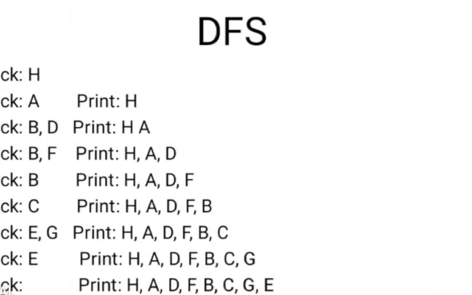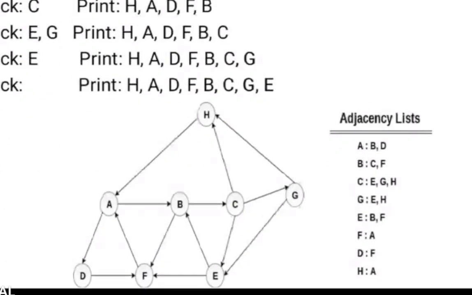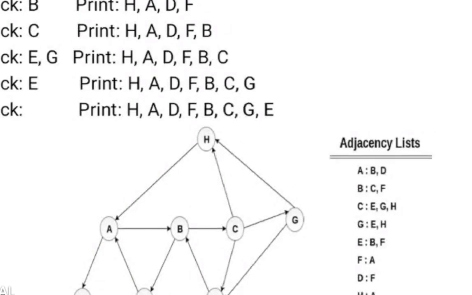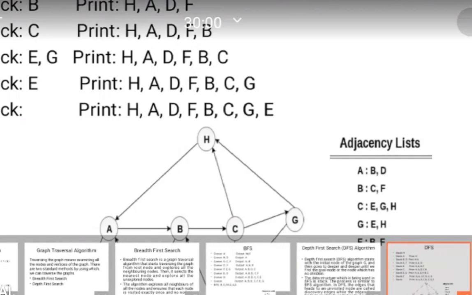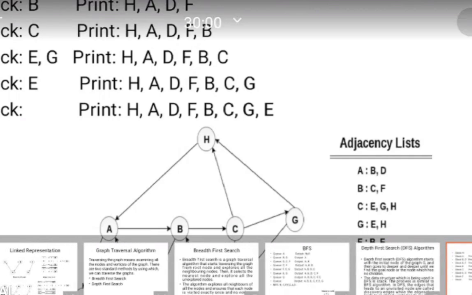So the BFS traversal for this is: E is at the depth most, so E will be printed. G is printed. Then C is printed. B, etc. Okay. So basically, this is how it works.